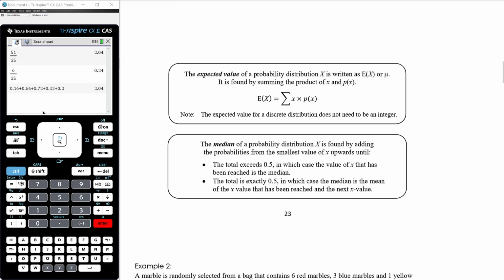Okay? The median of a probability distribution x is found by adding the probabilities from the smallest value of x upwards until either the total exceeds 0.5, in which case the value of x that has been reached is the median, or the total is exactly 0.5, in which case the median is the mean of the x value that has been reached and the next x value.